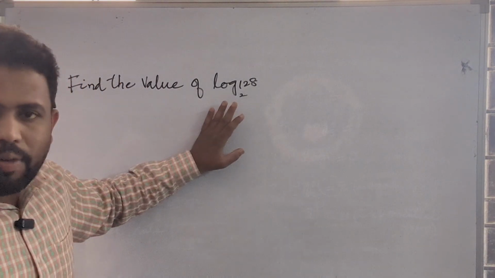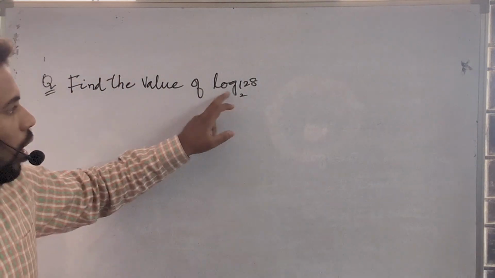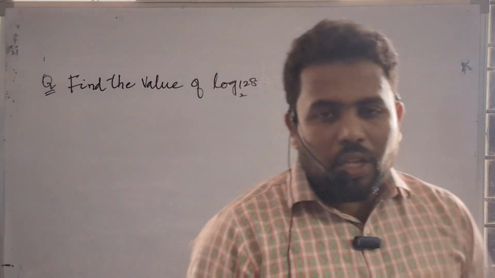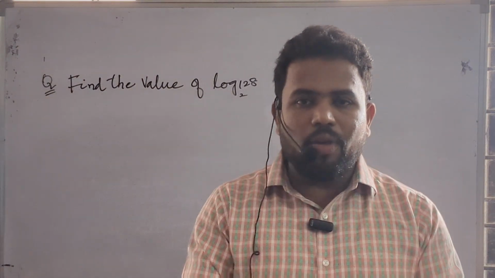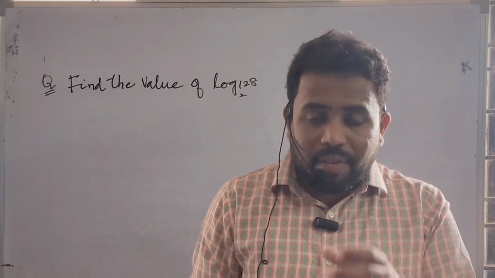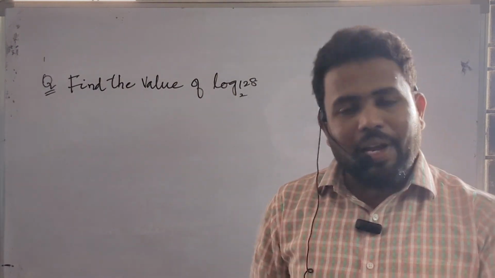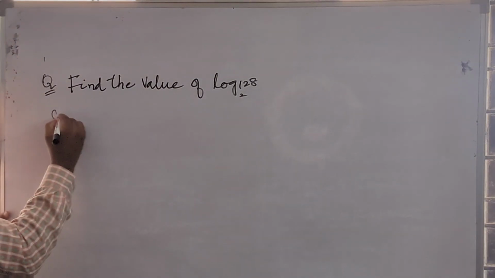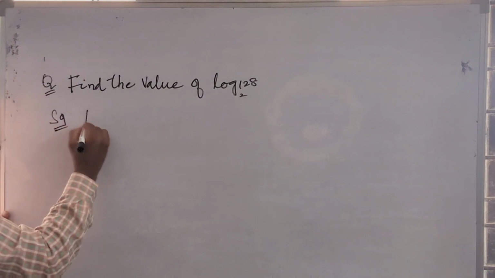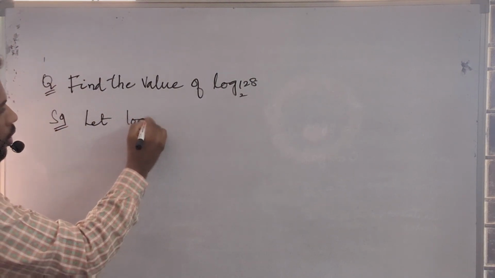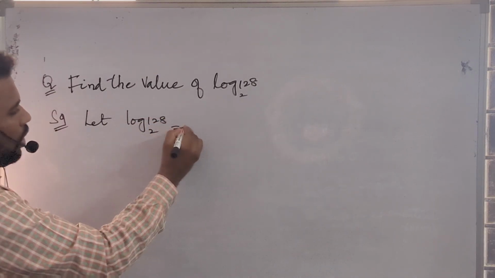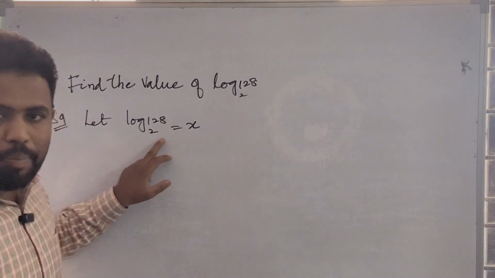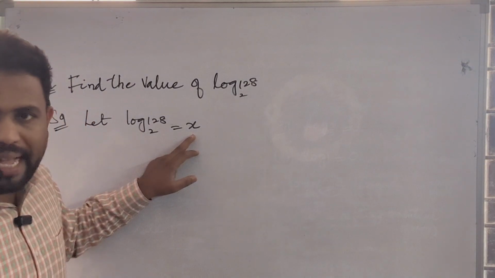We have to find the value of log 128 base 2, and we do not know its value. In mathematics, if we do not know the value of any given term, we can assume the value as x. Same thing I'm going to do here. So let us go with the solution. Let log 128 base 2 equal x. So I am assuming log 128 base 2 as x.